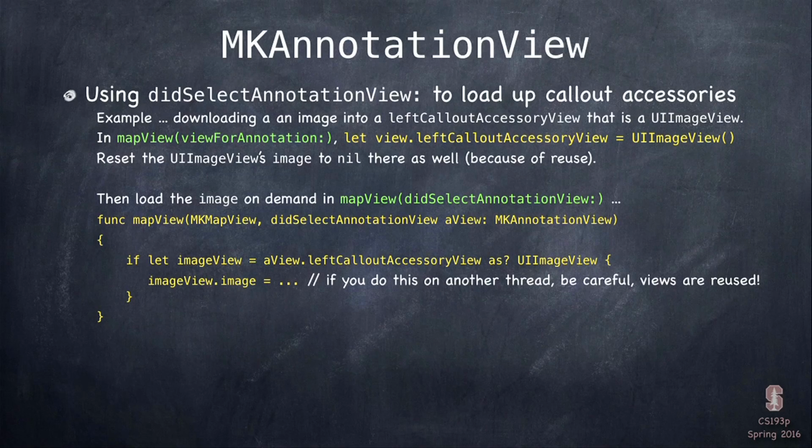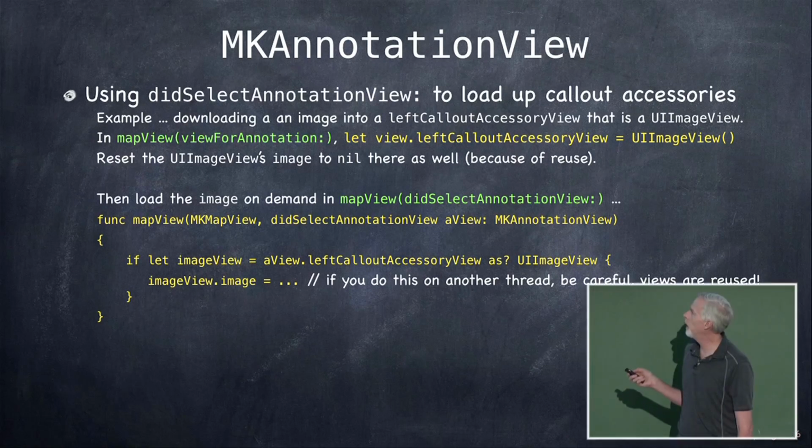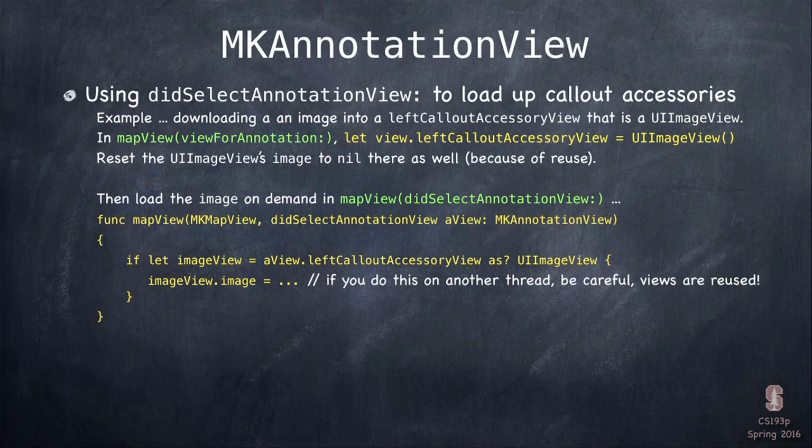In didSelect annotation view, we talked about the fact that this is where you might want to create your image or even fire off a request on a different queue to go get the image. When it comes back later, you'll have to load it up into the accessory view. Okay? Just like when you're scrolling around in a table view, realize that if you're scrolling around on the map, you might fire off a dispatch async here to go get this image, and when it comes back, that image is no longer being displayed in this callout accessory view because it gets reused, right, by other ones. So be careful about that.